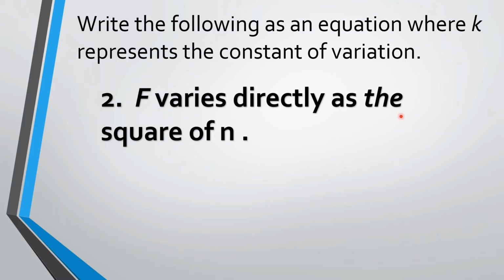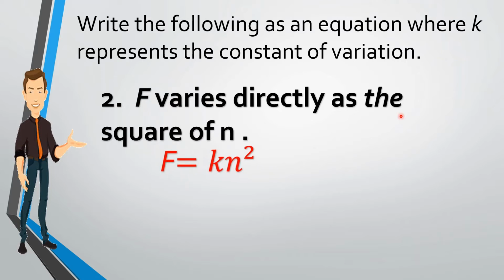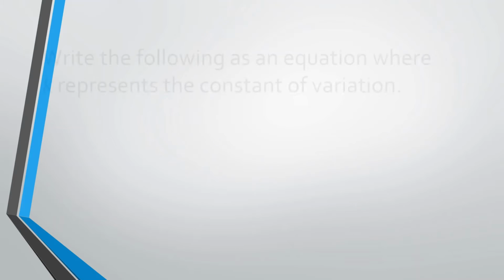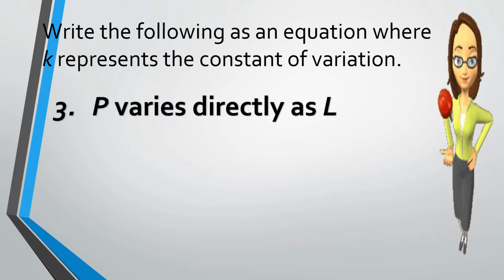Number 2, f varies directly as the square of n. How can you write that as an equation? So we have f is equal to kn squared because square of n is n squared. Okay, number 3. P varies directly as L. So we have P is equal to kL.